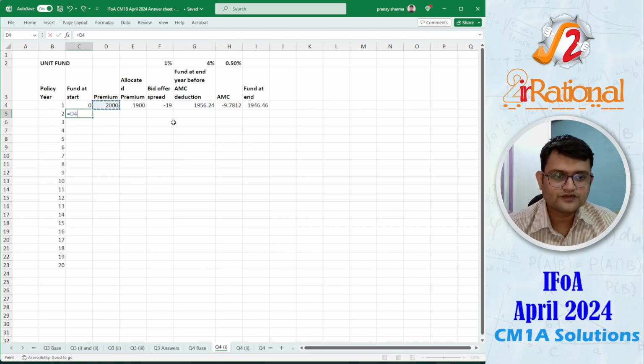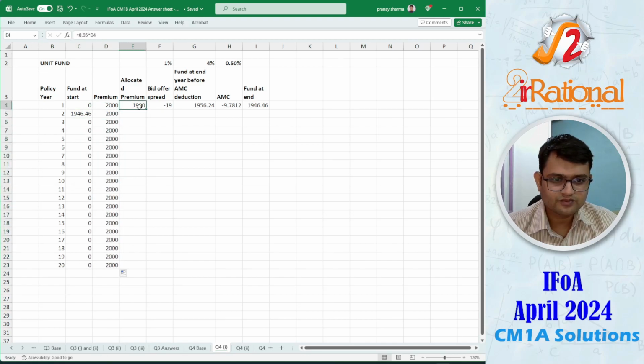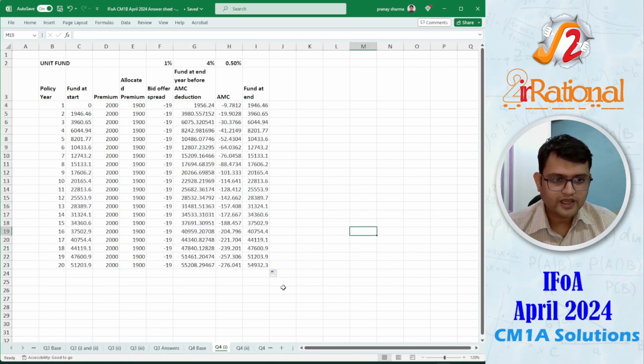Fund at the start of the second year would be same as fund at the end of the first year. Just complete the table and this will be a unit fund table.